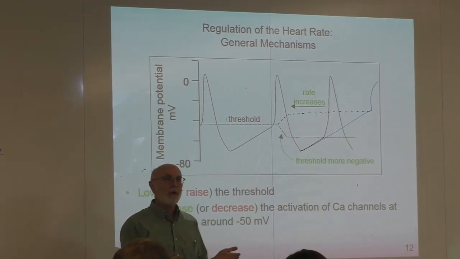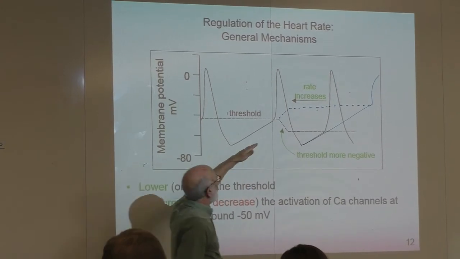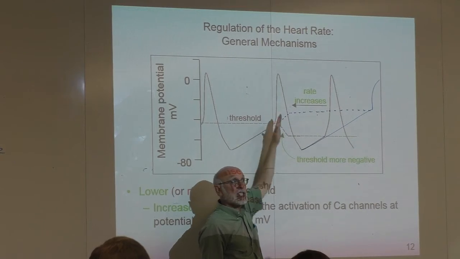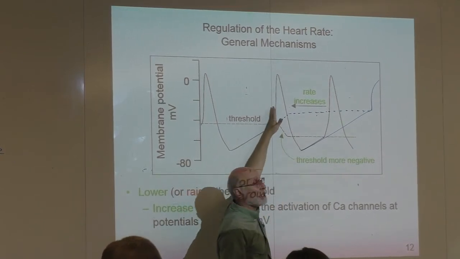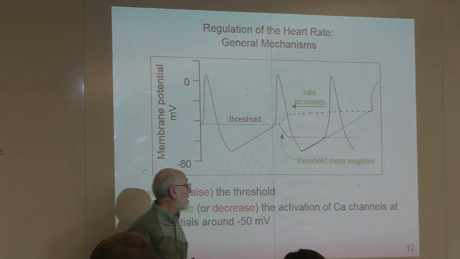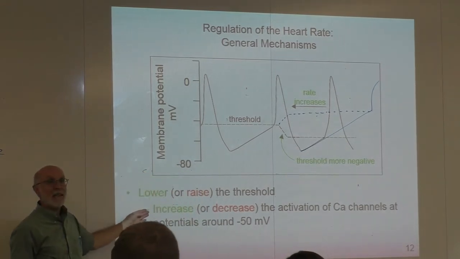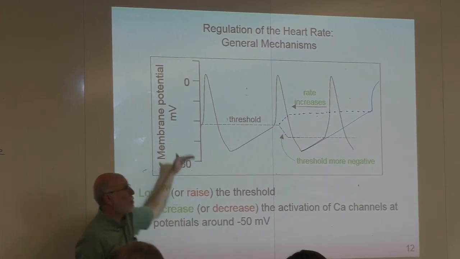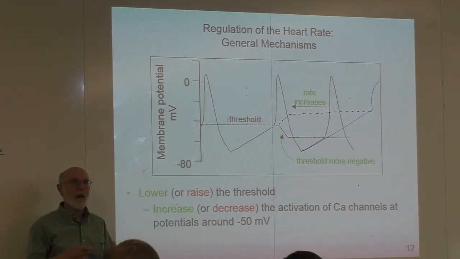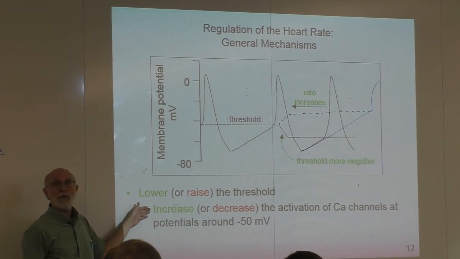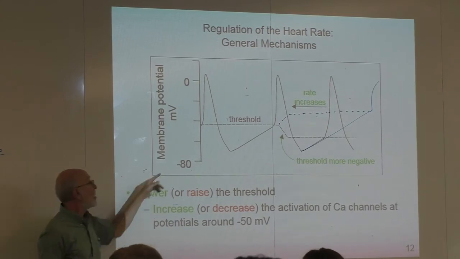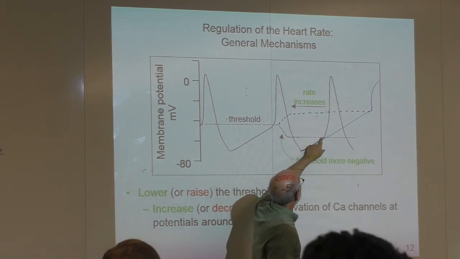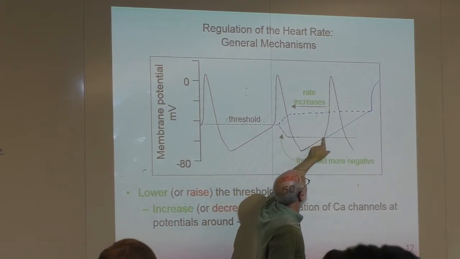What determines threshold? Remember, threshold is the transition from ultra slow to slow in a pacemaker cell. The channel that determines this ultra slow to slow is the voltage-gated calcium channel. So if we increase the activation of voltage-gated calcium channels, we lower threshold. We make it easier for a critical number of them to make this transition from ultra slow to slow.